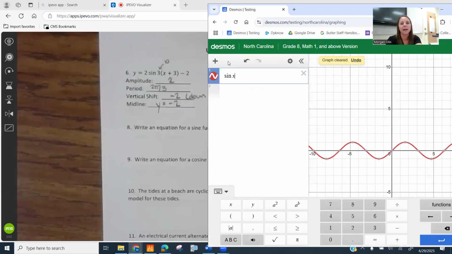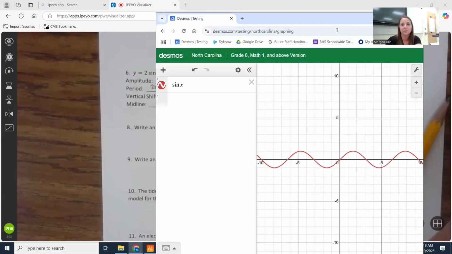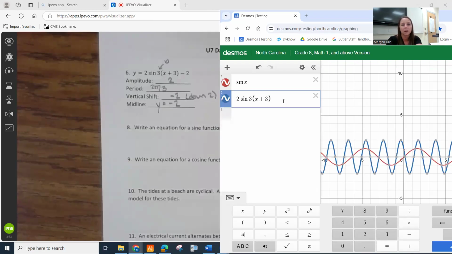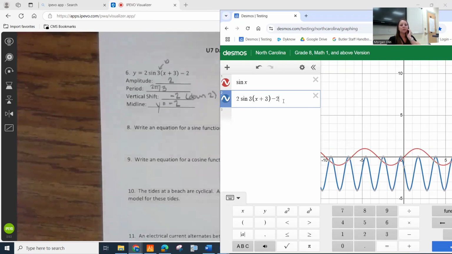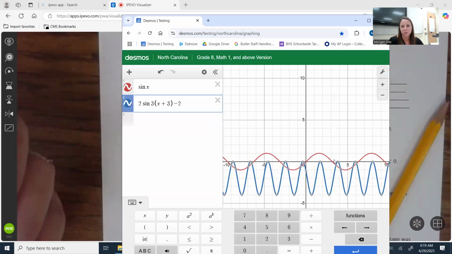I am going to put sine x. Just make sure when we're doing this, we're in radians, and we are, not degrees. And then here, 2 sine of 3x plus 3, -2. And that plus 3, remember, you're going left 3. That's our phase shift. So let's analyze this and see what's going on.